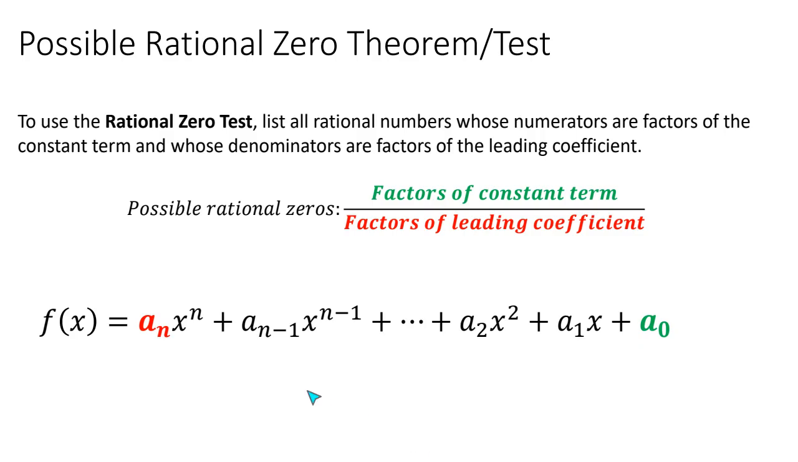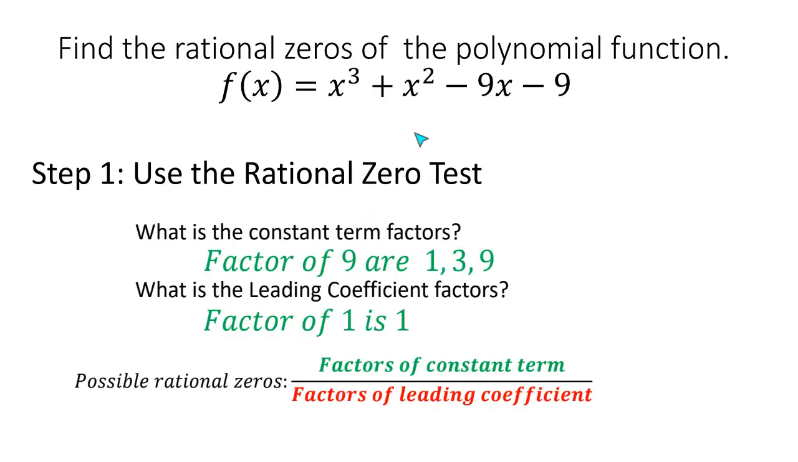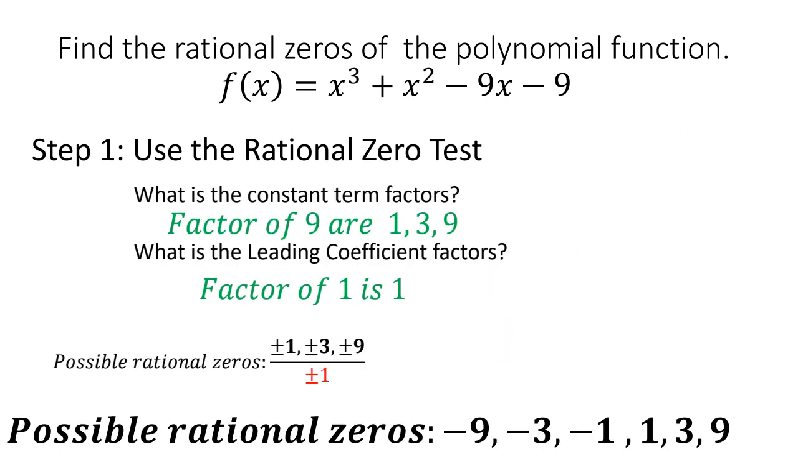Okay, so something else that we want to look at is the possible rational zero theorem, because it's going to help us find the zeros. So you want to look at the factors of the constant term, which is the last number, the term that doesn't have any x in it. And then the factors of the leading coefficient is the number in front of the term with the highest exponent. Okay, so we take that information, and if we're applying it to this one, then our factors of 9 are 1, 3, and 9. The factors of 1 is 1.